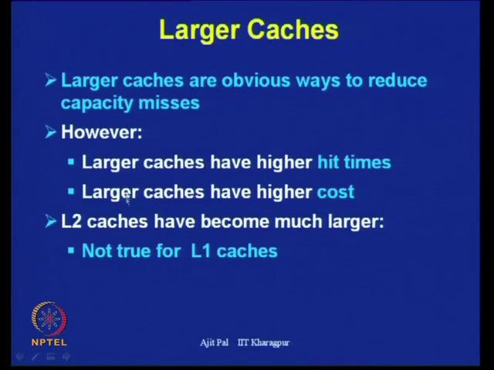Larger cache sizes have higher cost, obviously, as we put more and more cache memory, the cost increases. So, these are the factors which change. L2 caches have become larger, not true for L1 caches. Particularly whenever we consider the L1 cache, the hit time is a very important parameter, because most of the time data and instructions will be read from the L1 cache. So, there we try to keep the size quite small, not very large, so that hit time is very small. However, whenever we go for L2 cache, the size is significantly larger compared to L1 cache.